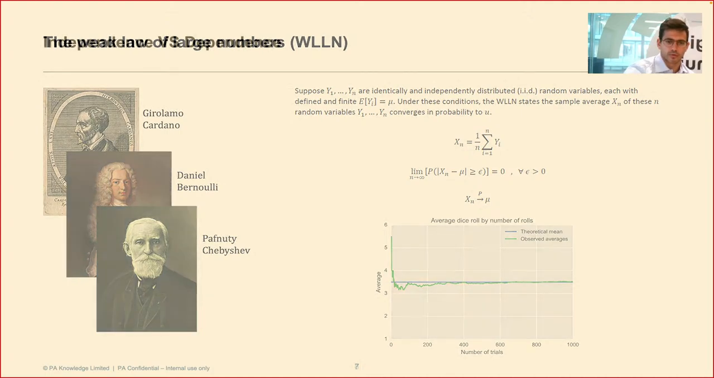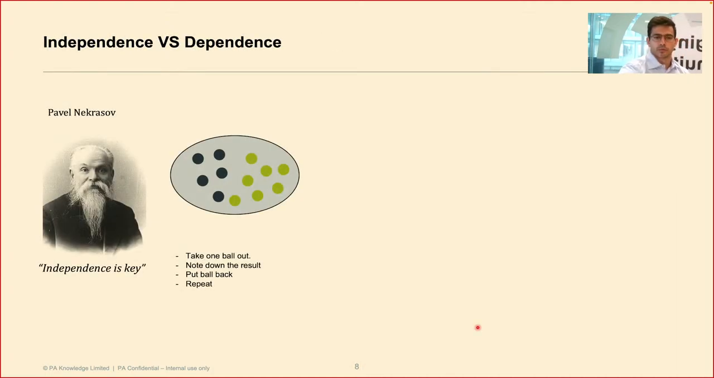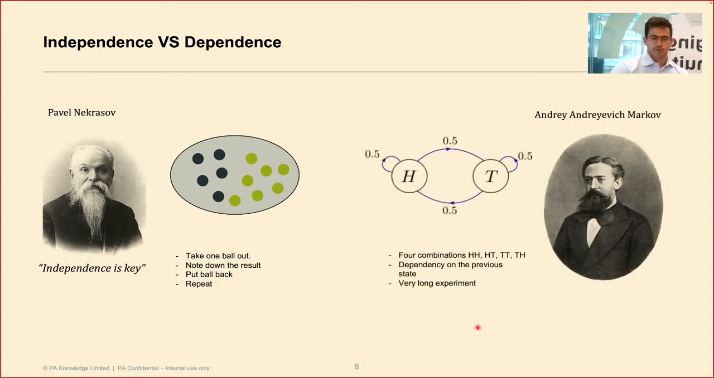Now, there was another mathematician. His name was Pavel Nekrasov, a theologist turned mathematician, who didn't like the idea of the predetermined ratios created from the law of large numbers. So he said that independence is the key for the weak law of large numbers to hold. Markov, our hero today, was interested in studying the extension of independent random sequences, and his main motivation was the disagreement he had with what Nekrasov said about independence.